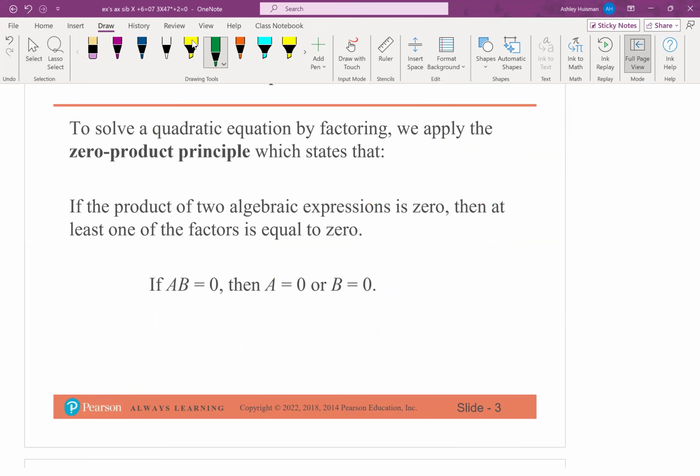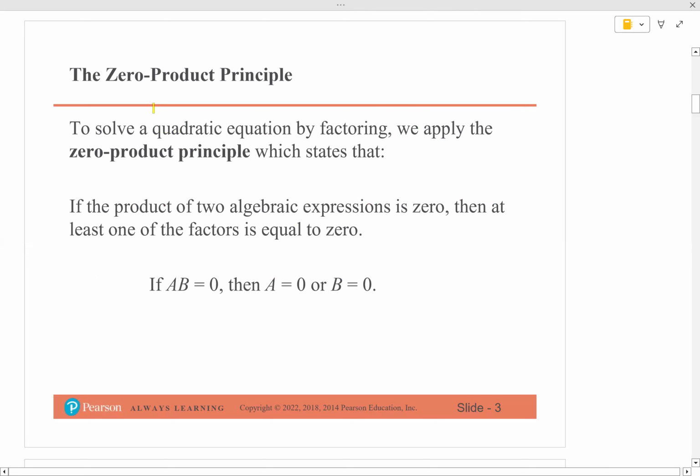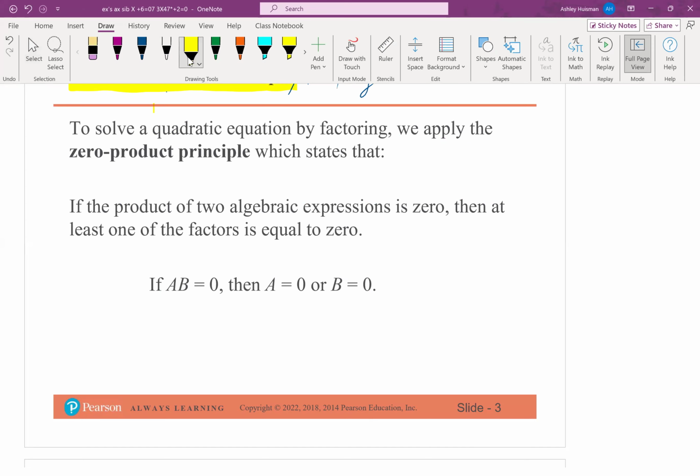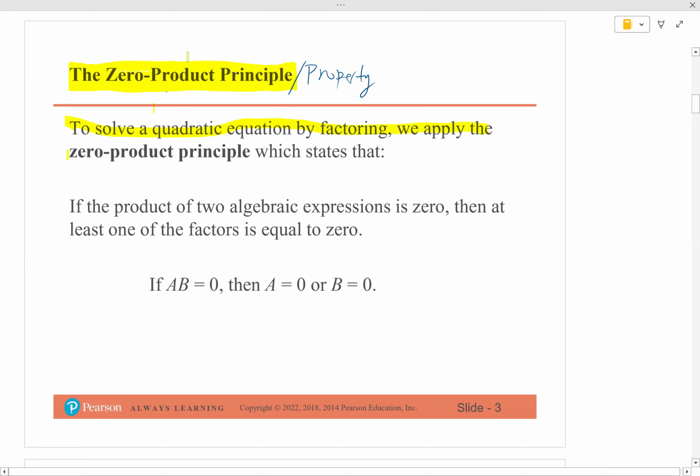So here's that zero product property or principle. We've used it before, but now we're really going to get more deep into it. The zero product property or principle, whatever. I think I called it property before. Some books call it one thing, some books call it another. Okay, so to solve quadratic equations by factoring, we apply the zero product principle, which states that if the product of two algebraic expressions is 0, then at least one of the factors is equal to 0. So if A times B is equal to 0, then either A or B is equal to 0.